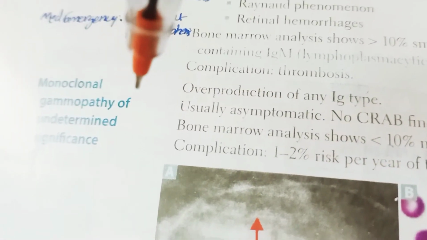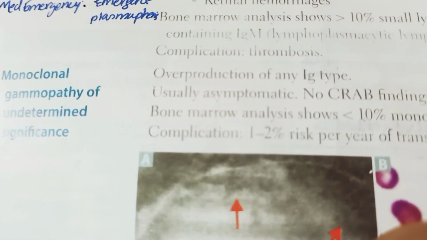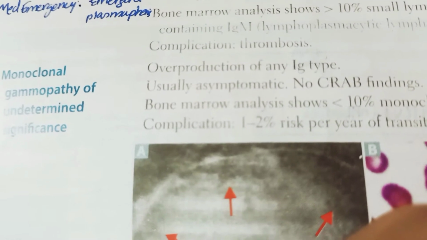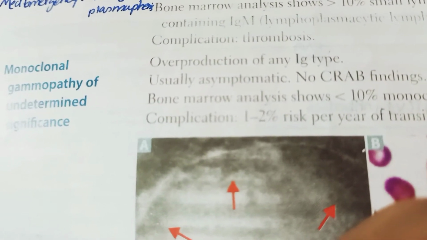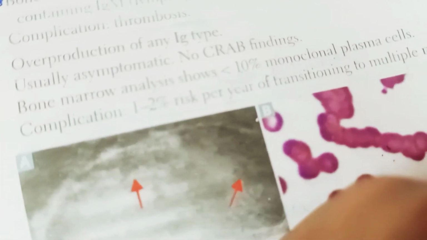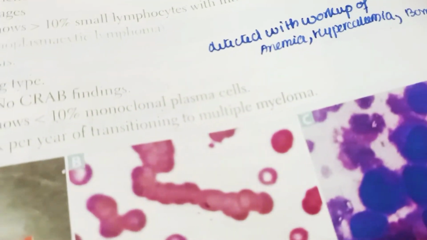Next, coming to monoclonal gammopathy of undetermined significance. Here there is overproduction of any Ig type, that's why gammopathy. Okay, and it's usually again no CRAB findings. Bone marrow analysis shows less than 10% monoclonal plasma cells. Complication is a 1 to 2% risk per year of transitioning to multiple myeloma. Detected with workup of anemia, hypercalcemia, and bone pain.